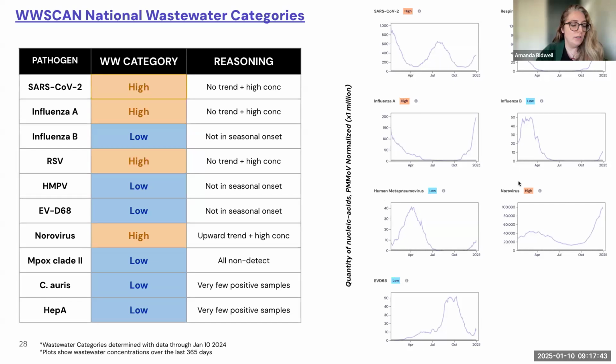RSV, we are currently in the high category as well due to high concentrations, but no statistically significant trend in the last 21 days. We have a 95% detection rate for all samples. All regions are in the high category currently, and as the plot in the top right corner shows, we've been steadily increasing concentrations since mid-October.